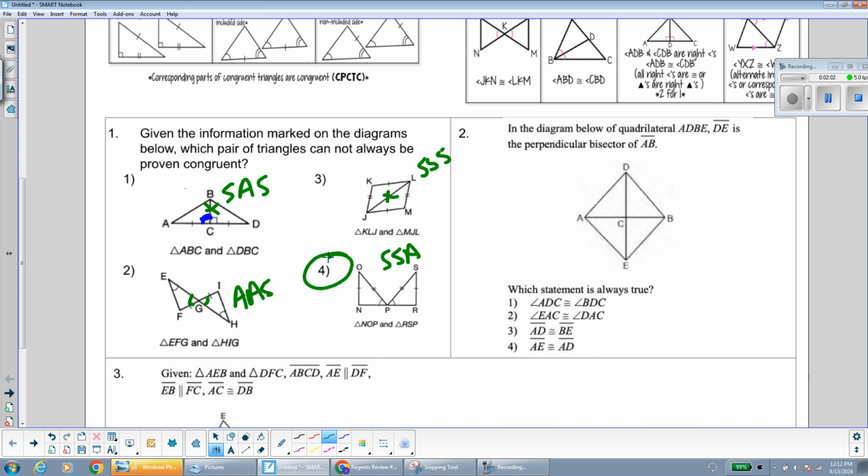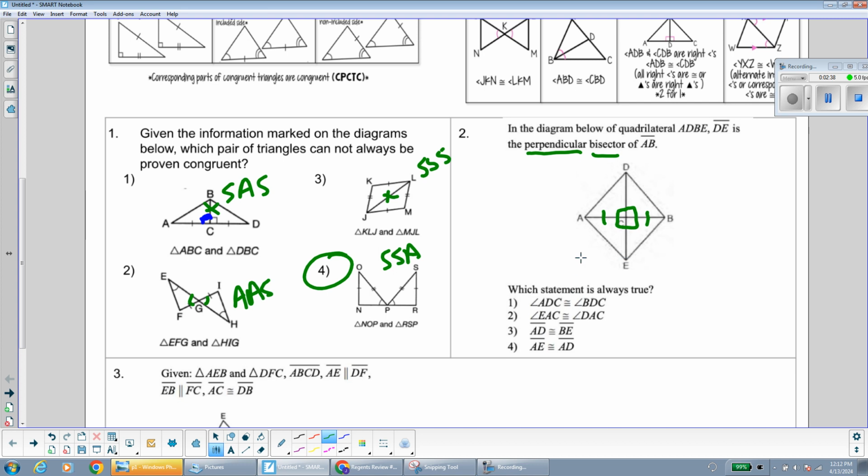In number two, we're told that we have a quadrilateral and that DE is the perpendicular bisector of AB. The perpendicular part means that it forms 90-degree angles where it intersects AB. So we have a bunch of 90-degree angles here. The bisector part means that when it bisects AB, it splits AB in half. DE is the bisector, AB is getting bisected. So AB is being split into two equal parts. And now it's asking us which statement is always true.